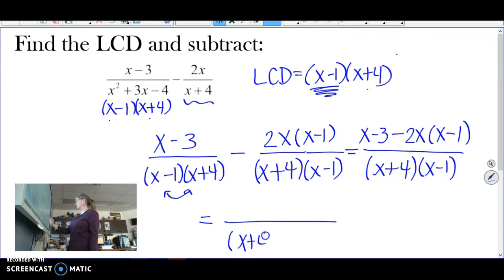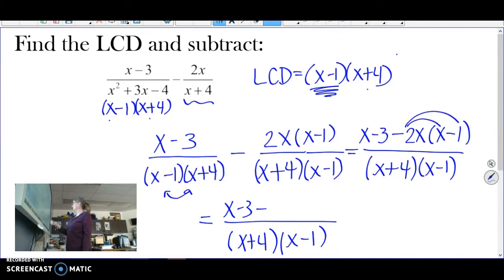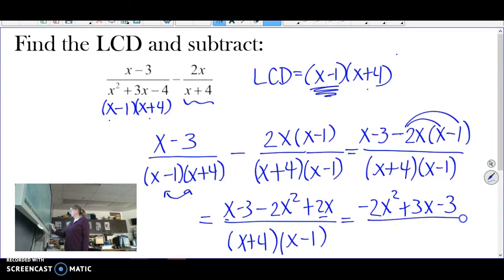The denominator is x plus 4 times x minus 1. And I have the x minus 3, minus, I have to distribute that negative. So negative 2x times another x is negative 2x squared. And a negative times a negative becomes plus 2x. Combining like terms, on the top I've got a negative 2x squared, written in descending order. I've got a positive x here and a positive 2x here, so that's plus 3x minus 3 over x plus 4 times x minus 1.